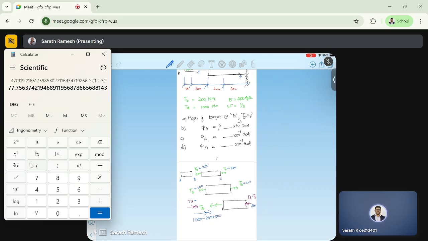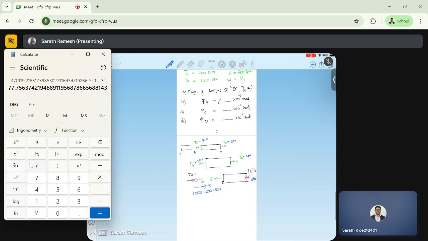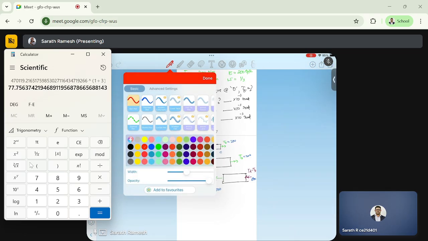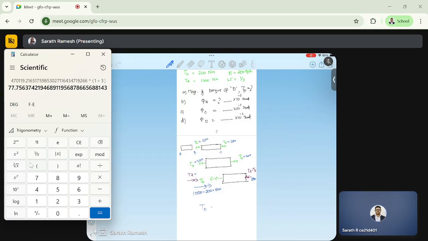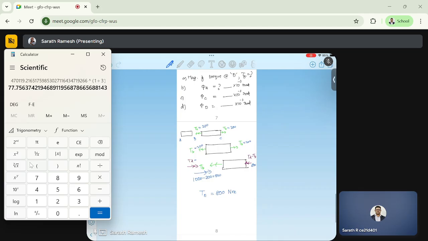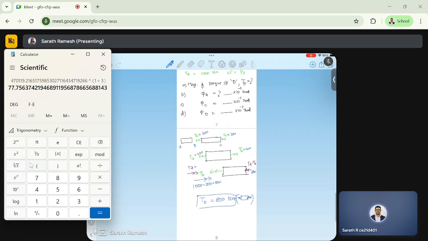Okay. Now the first question we need to solve for is done. That is the magnitude of torque at E is nothing but 800. So TE will be 800 Newton meters, right? Yeah, in this direction. Here, if you want to denote this direction. Second question, angle of twist.